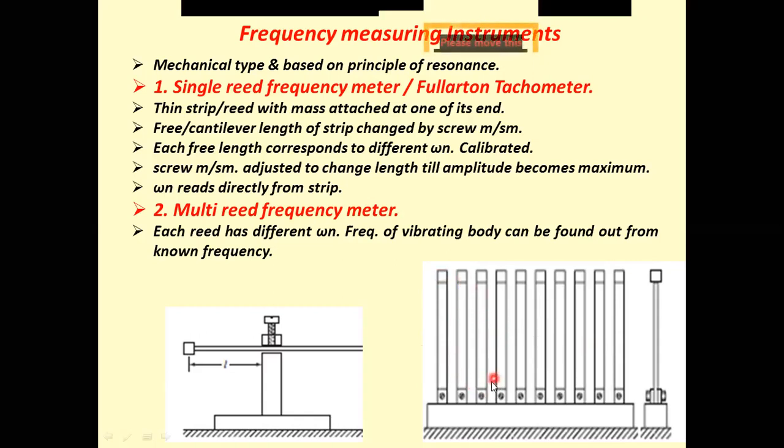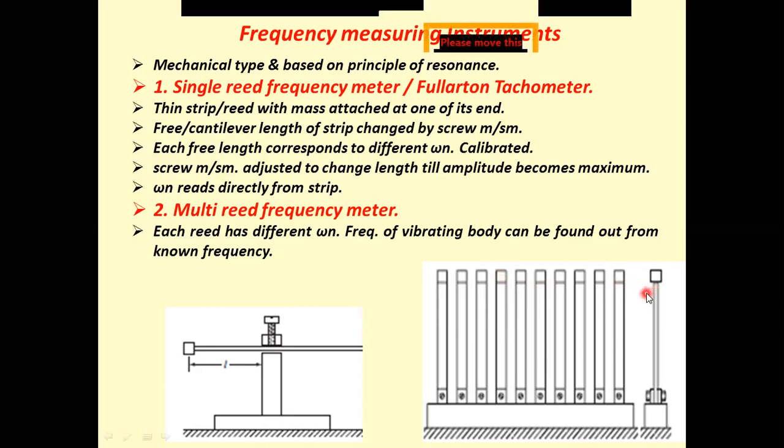When this instrument is mounted on any vibrating body whose frequency is to be measured, the reed whose natural frequency is nearest to the excitation frequency of the vibrating body vibrates with maximum amplitude. For example, if this reed vibrates with maximum amplitude, then we can say that this is the frequency of that vibrating body.